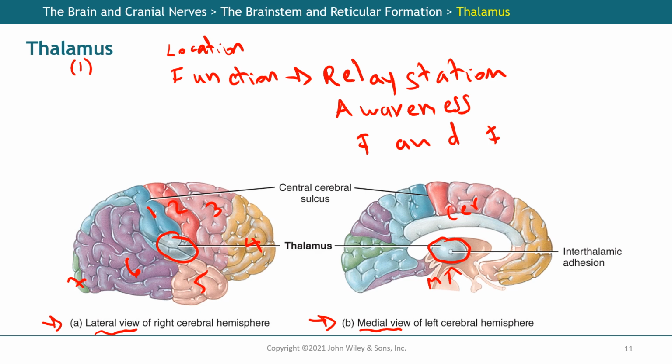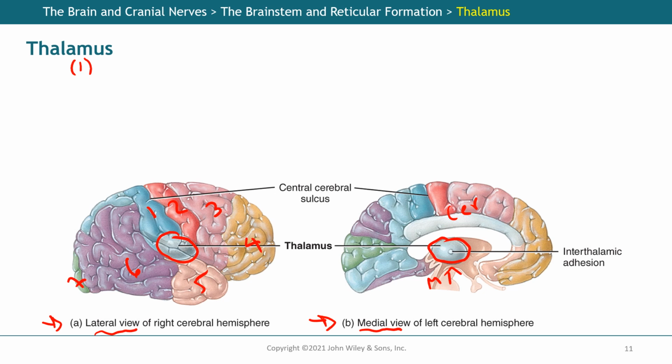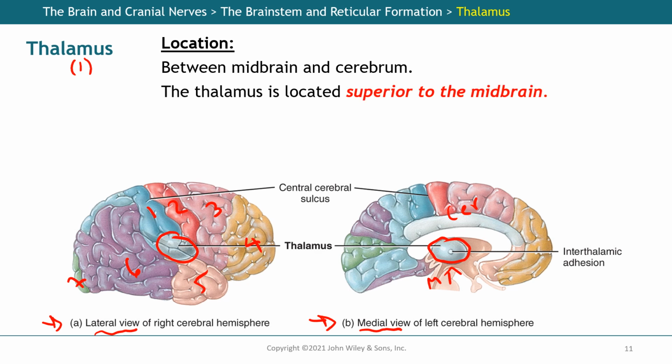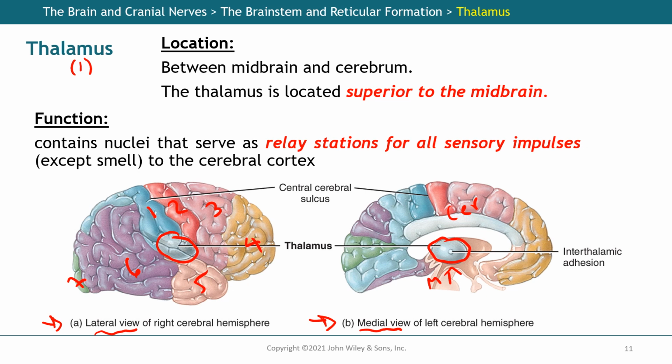So to summarize, I just told you the location of the thalamus is in between the midbrain and the cerebrum, and I told you it is superior to the midbrain. And in addition to that, there are many functions, but the main function is relay station for all the sensory impulses. And I also talked about other functions like interpreting awareness, consciousness, and memory, and emotions. Now let's talk in more detail about each one of those nuclei in the thalamus.